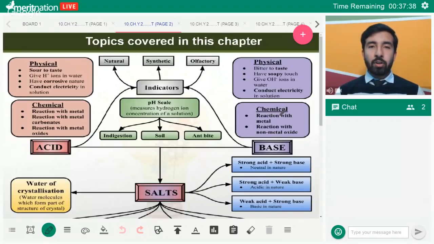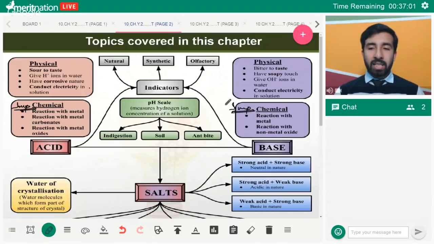Now, moving on to the chemical reactions of bases, let's discuss them. The chemical reactions of bases include reaction with metals. We all know that bases react with metals to form salt along with the release of hydrogen gas, as was in the case of acids. Similarly, acids react with metal oxides, whereas bases react with non-metal oxides. So when bases react with non-metal oxides, they again form salts along with the formation of water. These are the basic physical and chemical properties of acids as well as bases, and they are really very, very important because you can be asked questions from these topics in your exams.